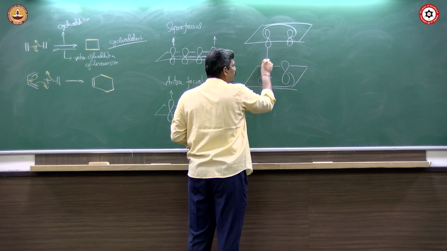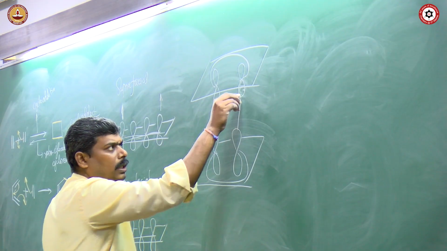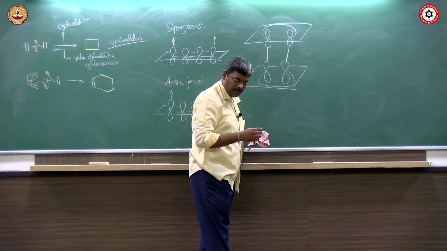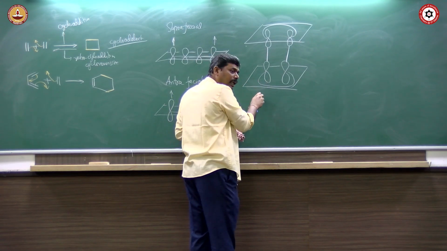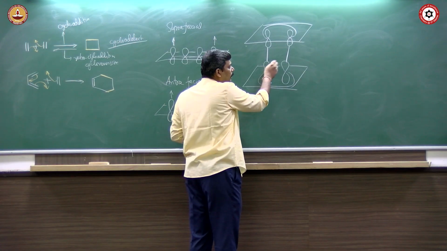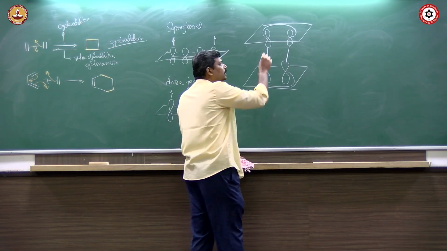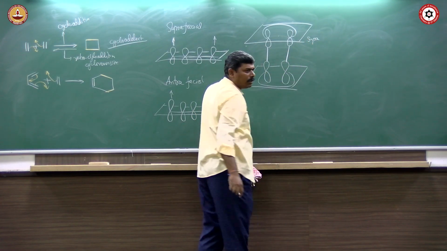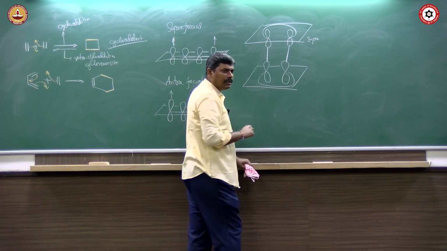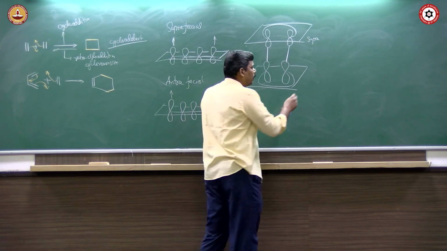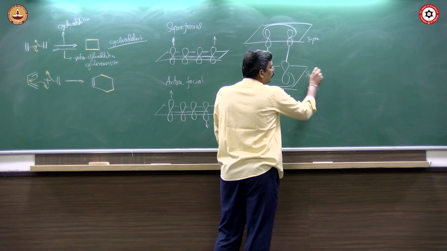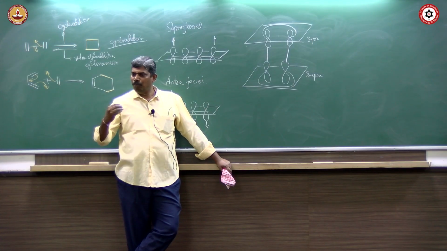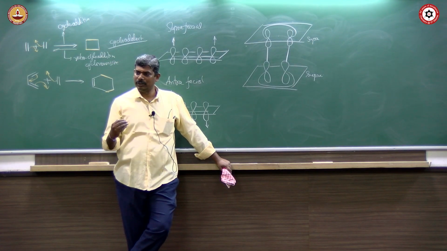Now if these two interact and these two interact, those two lobes which are below the plane interact with the other alkene or polyene above the plane. If you consider this particular polyene, this is supra. We will shorten it. When you consider this polyene, this is also supra. So this is one possibility where both polyenes interact in a suprafacial mode.